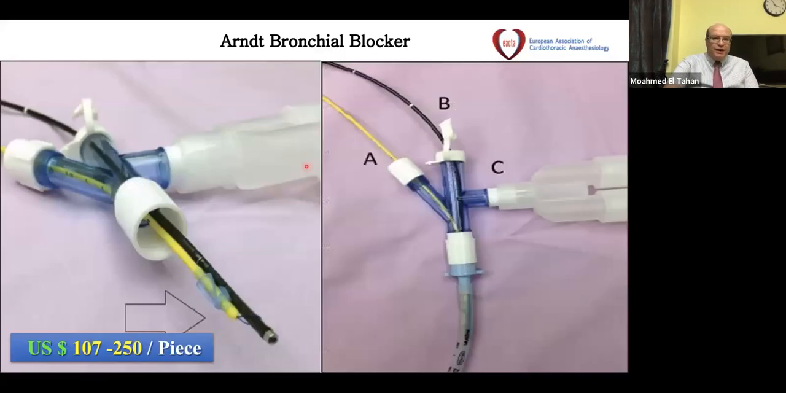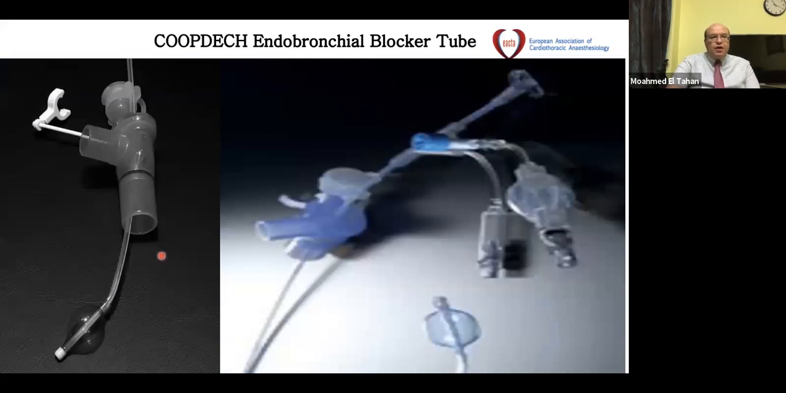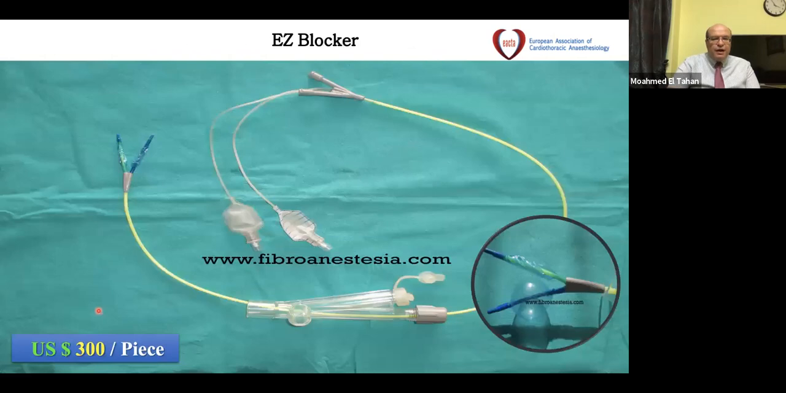As I showed you earlier, we have different types of blocker. This one is called the arndt blocker. It has a nylon loop at the tip entangling the fiber optic, and both of them are inserted as one set. We have a Fuji blocker with a torque control tip, and we have different types of cuffs. There is a Cohen bronchial blocker with an angulated tip, also from Fuji previously and now from Ambu.